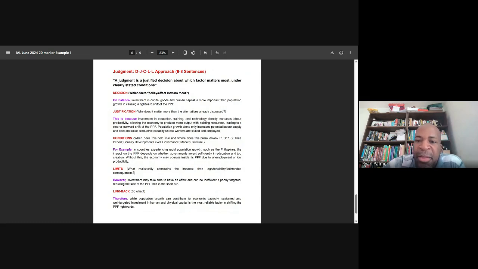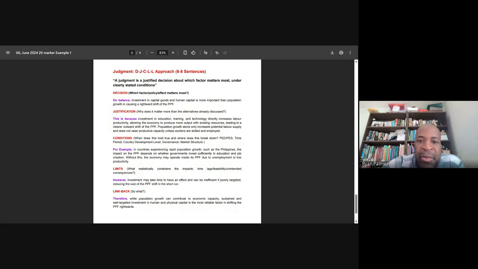The second couple of sentences would be to justify the decision. Why is this better than the alternative already discussed? What's the alternative already discussed? The alternative is that we should have more labor. So this is because investment in education, training, and technology directly increases labor productivity. So this is the key.